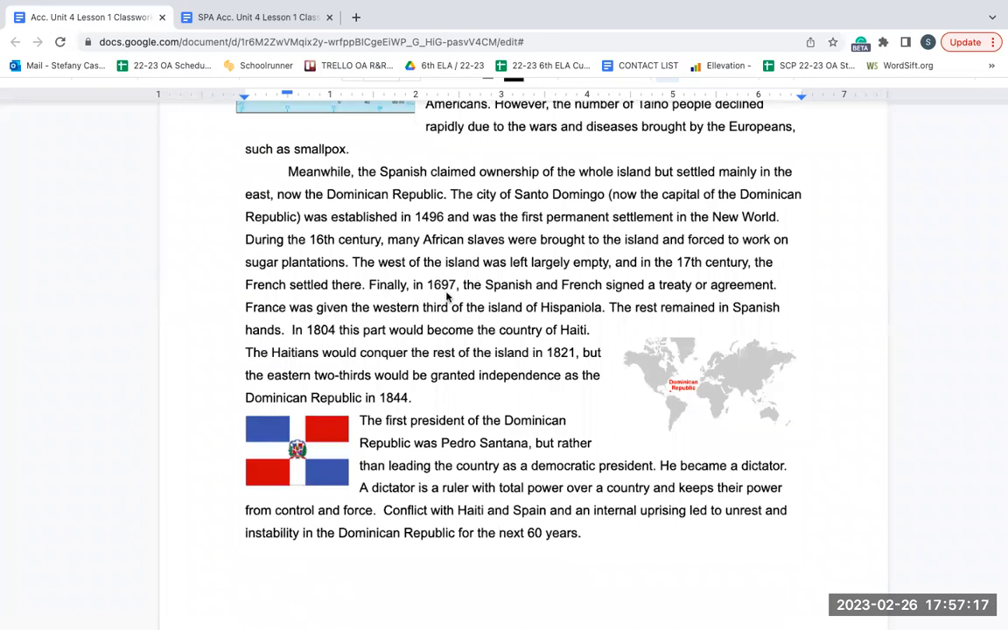Finally, in 1687, the Spanish and French signed a treaty, or agreement. France was given the western third of the island of Hispaniola. The rest remained in Spanish hands. In 1804, this part would become the country of Haiti. The Haitians would conquer the rest of the island in 1821, but the eastern two-thirds would be granted independence as the Dominican Republic in 1844.